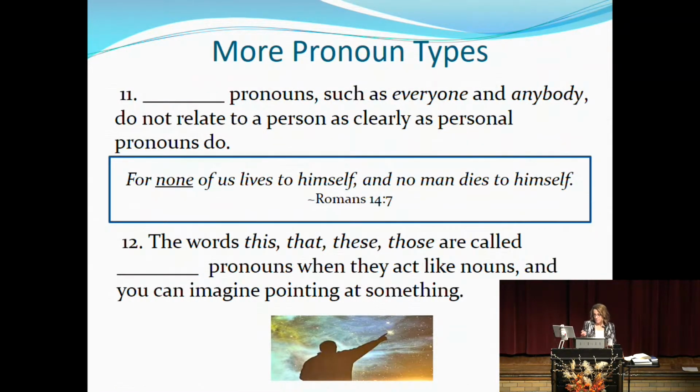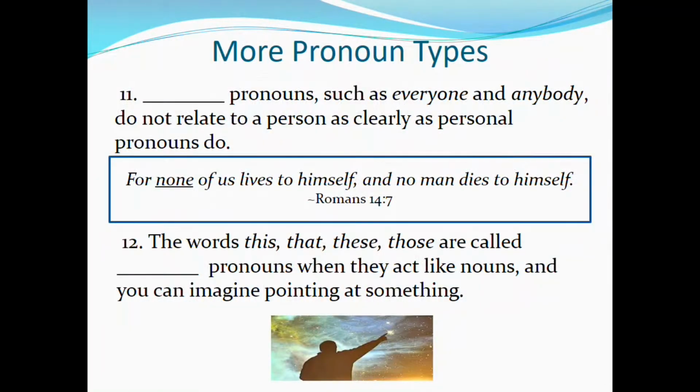And then we have the words this, that, these, those. And these are called what kind of pronouns? When they act like nouns and you can imagine pointing at something. Those are called demonstrative. And do you remember what I said about when we use demonstrative pronouns more often than not? Remember my statement on that one? Yeah, we tend to use demonstratives more when we're speaking than when we're writing because they aren't specific enough quite often. So we tend to use them.